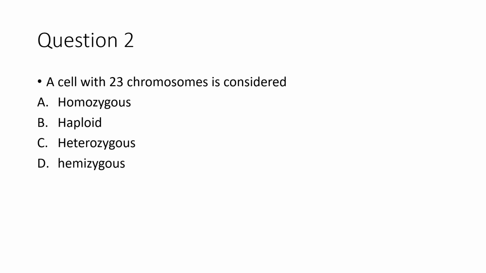Question 2. A cell with 23 chromosomes is considered A, homozygous, B, haploid, C, heterozygous, D, hemizygous. The answer is B, haploid.